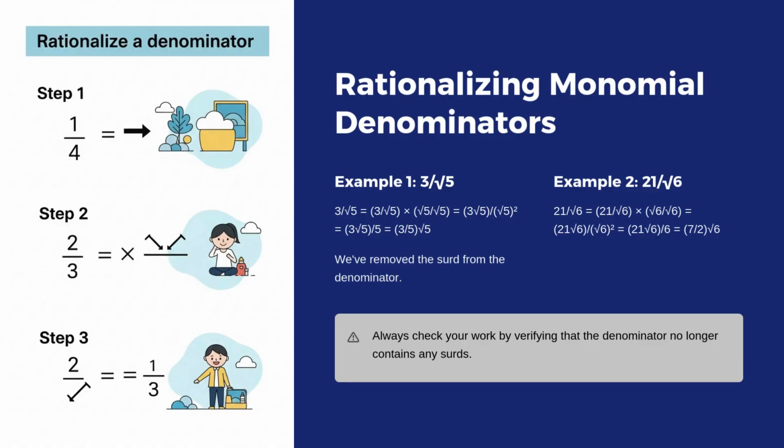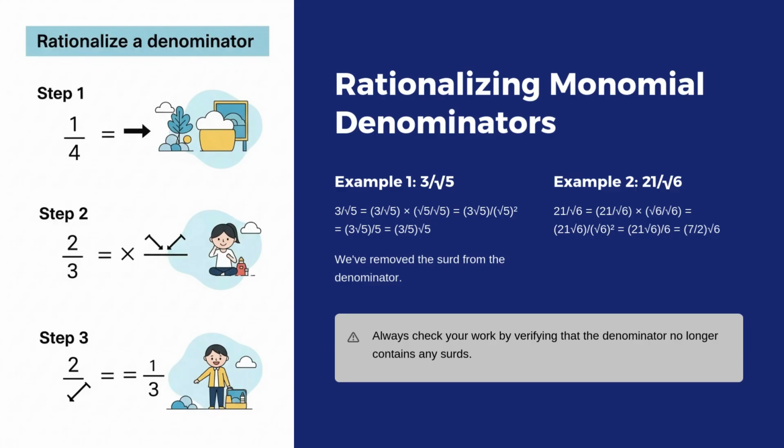Equals (3 × √5) divided by 5. This is obtained because the square root of 5 squared equals 5. Equals (3 divided by 5) times √5. This is obtained by separating the coefficient from the surd. We have removed the surd from the denominator.